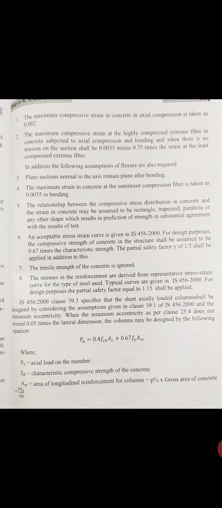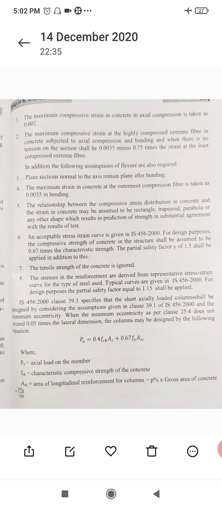For design purposes, the compressive strength of concrete in the structure shall be assumed to be 0.67 times the characteristic strength. The partial safety factor gamma of 1.5 shall be applied in addition to this. The tensile strength of the concrete is ignored. The stresses in the reinforcement are derived from the representative stress strain curve for the type of steel used. Typical curves are given in IS 456-2000. For design purposes, the partial safety factor equal to 1.15 shall be applied.